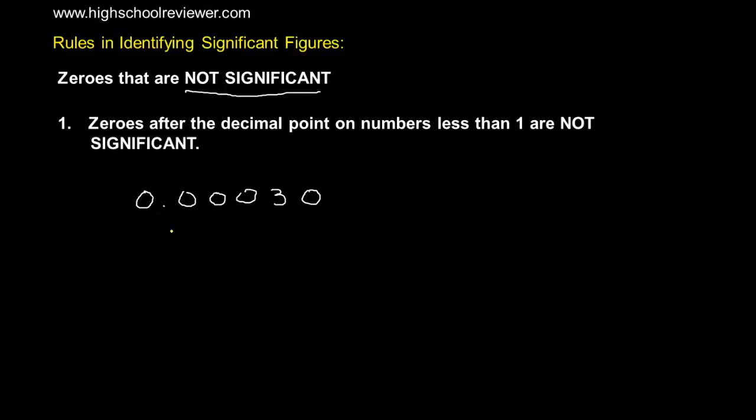Looking at this example, this is less than 1. And since this is less than 1, we have here 0 before the decimal point. And after the decimal point, we have 3 zeros. But basing from our rule, zeros after the decimal point on a number less than 1 are not significant. So therefore, these 3 zeros after the decimal point are not significant.